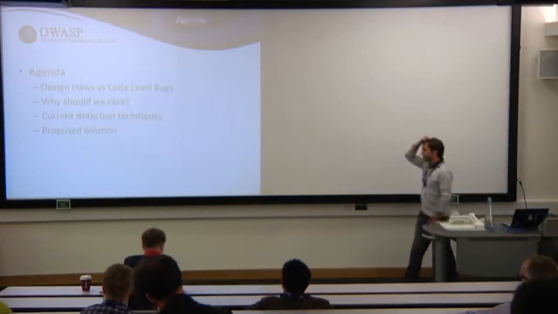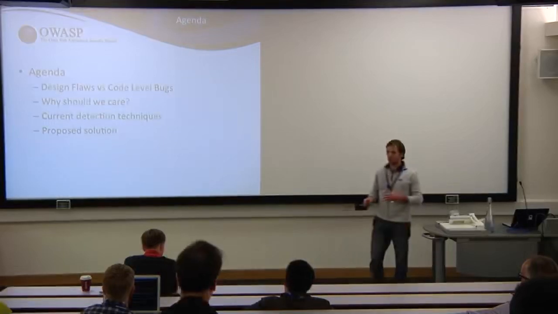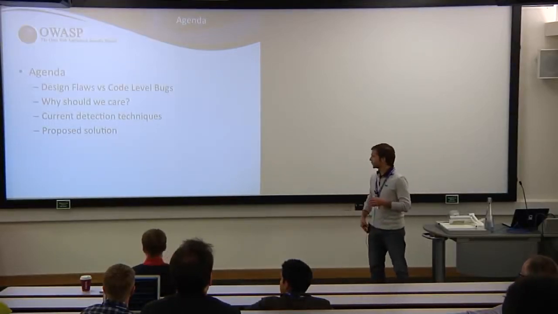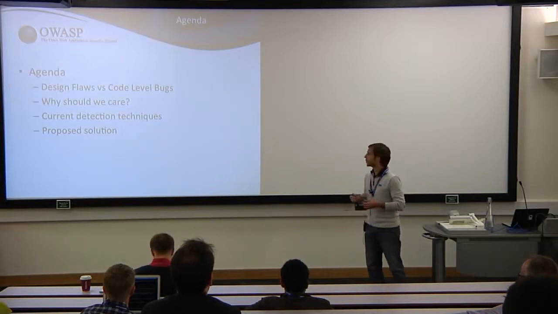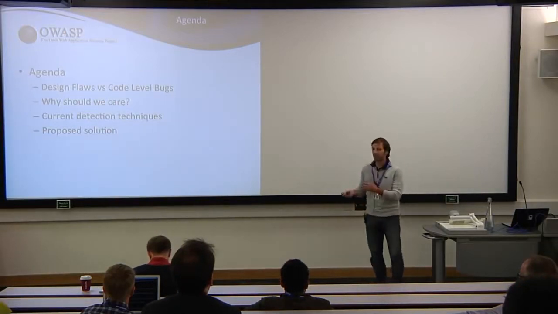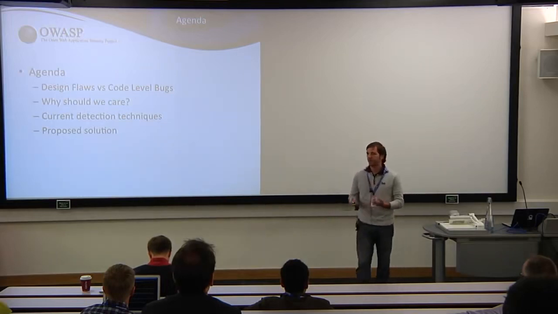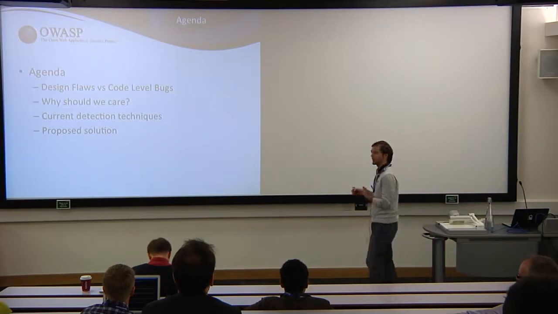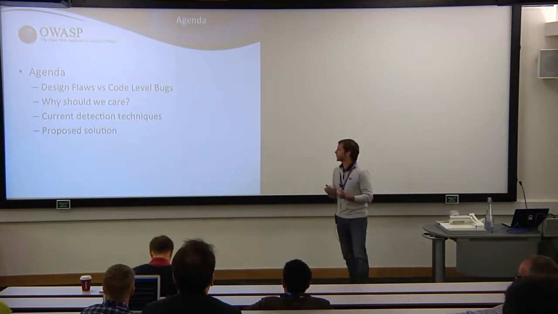Okay, so the idea for this talk is to talk about, first of all, what's the distinction between design flaws and code level bugs. Why should we care about finding design flaws? Are they important? Are they popular? Are they present in real world applications? What are the current detection techniques? So how can we find them today?